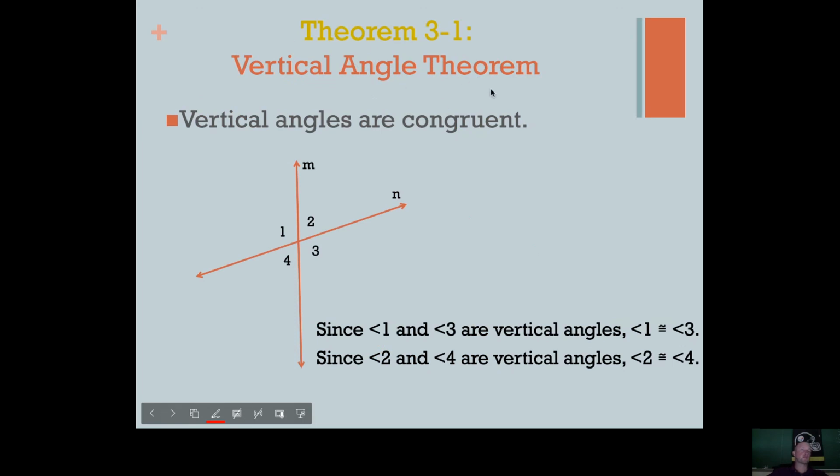That's what this vertical angle theorem says. It's theorem 3.1. Vertical angles are congruent. So if you can identify two angles that are vertical, they're congruent angles.